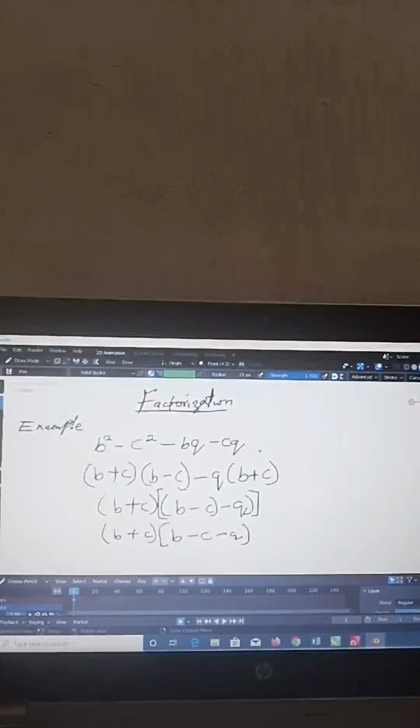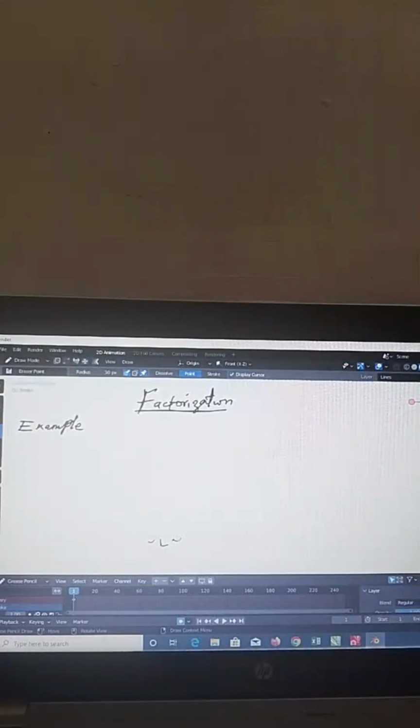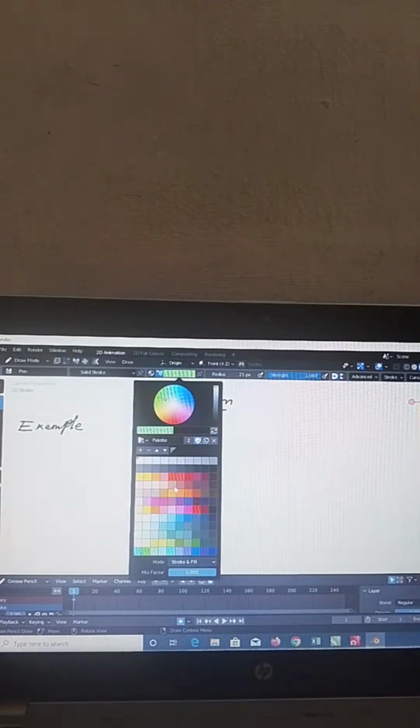So in factorization, you don't need to follow a particular method. So let me erase and give you another example. Now let me erase this. Okay. Now let's take another example. Let me use another example to illustrate what we have.